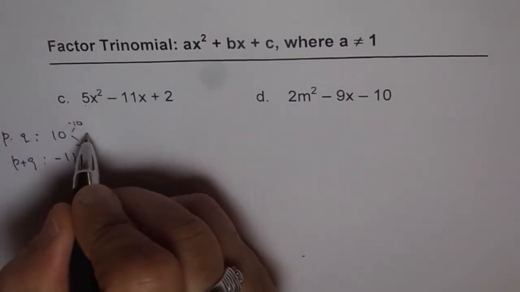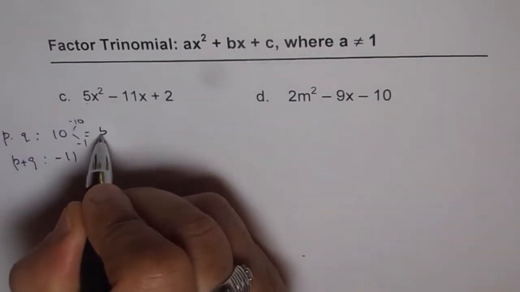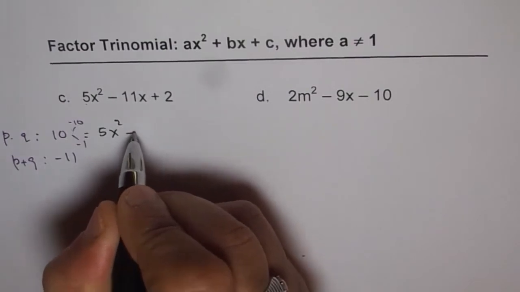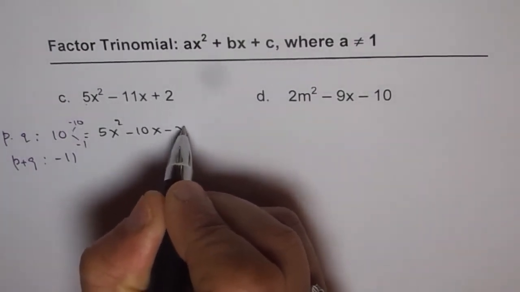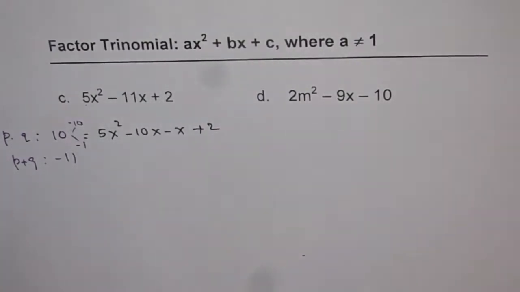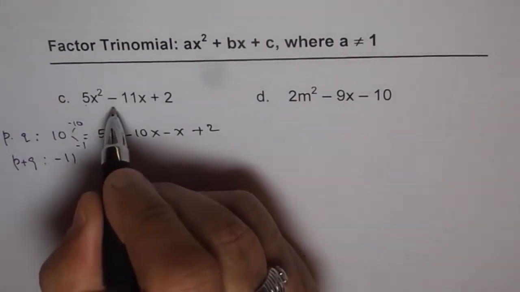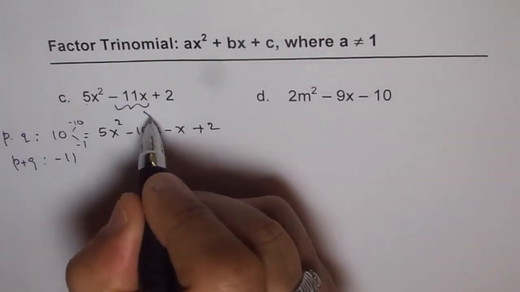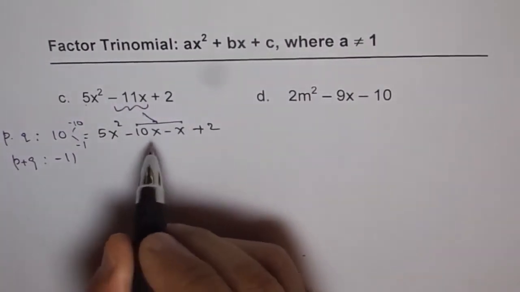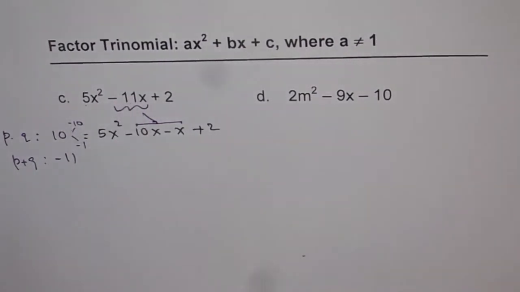So now we can write this expression as 5x squared minus 10x minus x plus 2. So minus 11x is written as minus 10x minus x. When you add, you get the same thing. So they are equal, right?